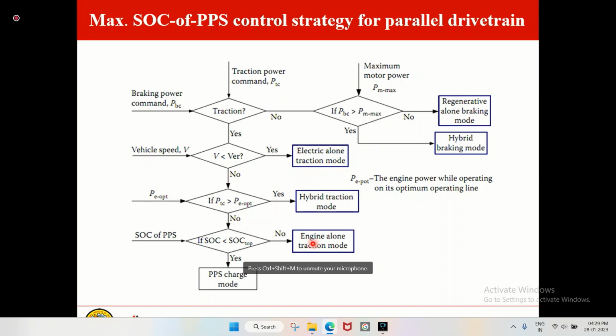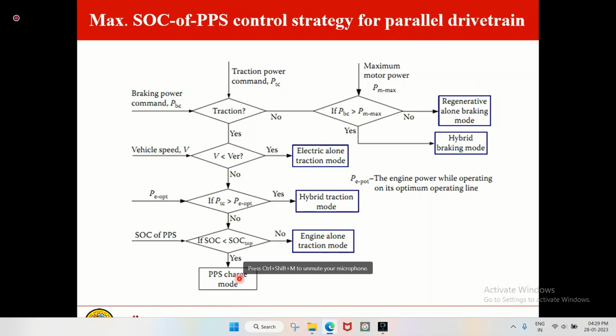Or then say you are just coasting, or you are moving at more or less constant speed. That is the case with highways, right? So there the engine operation becomes economical, because the speeds are not fluctuating, you are not using brakes time and again, more or less the speed is constant, and at that time probably the best way to go forward is to use engine alone traction mode.